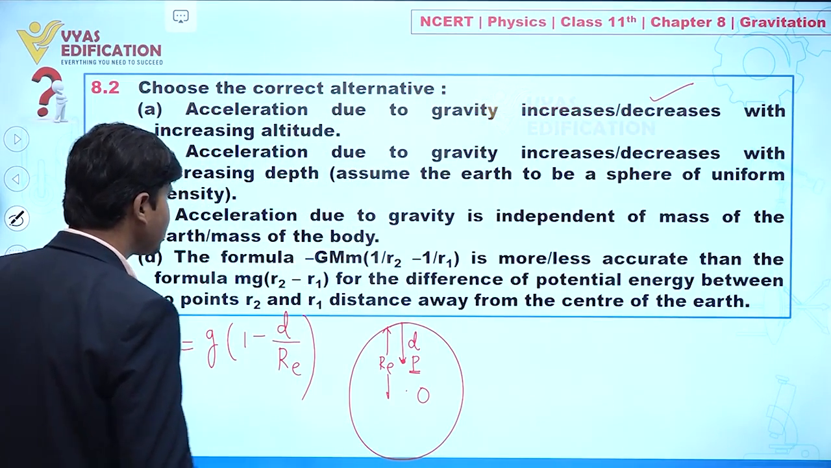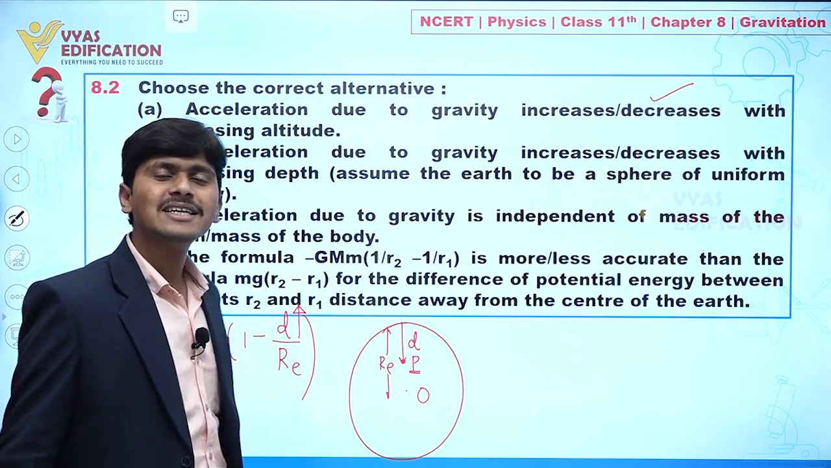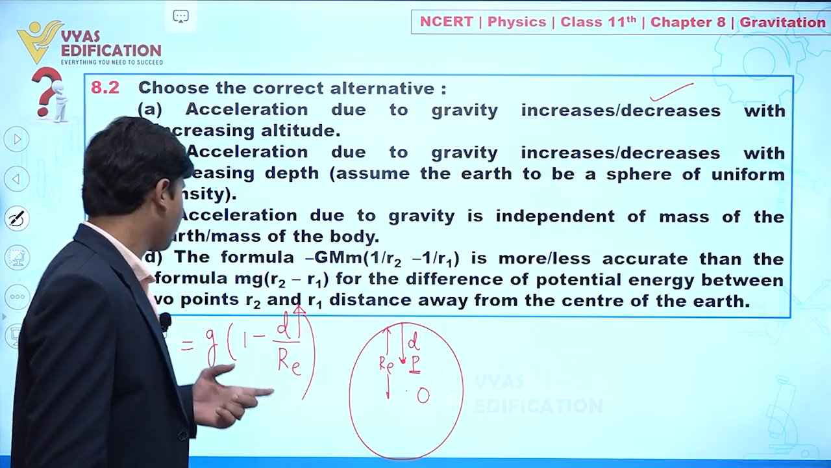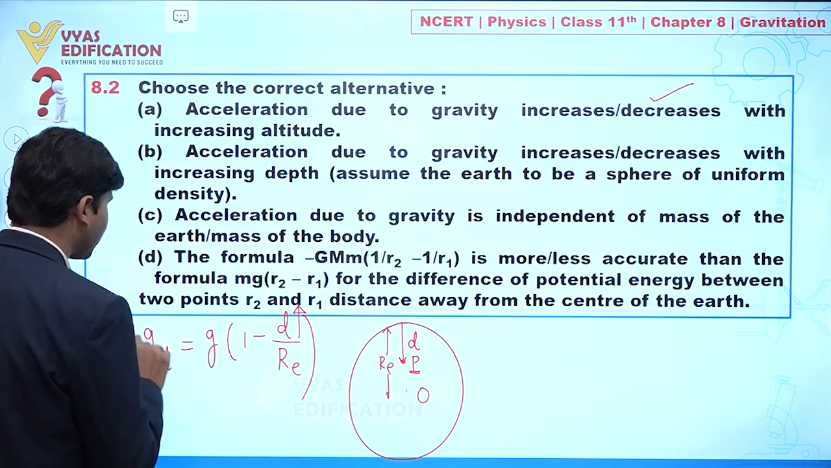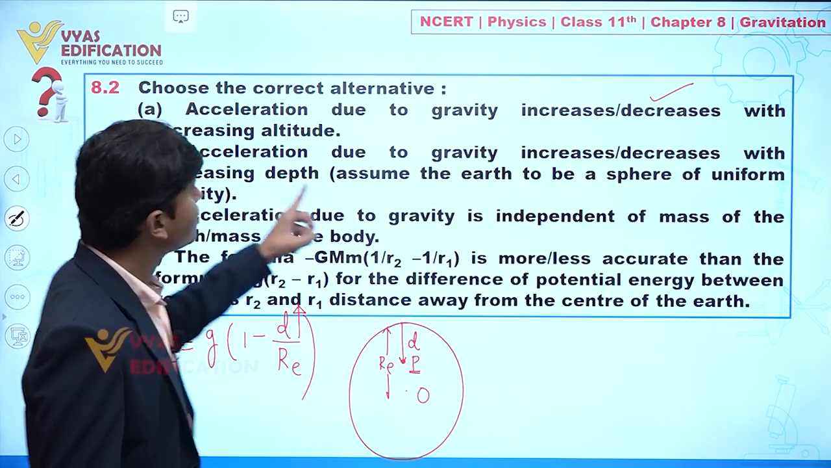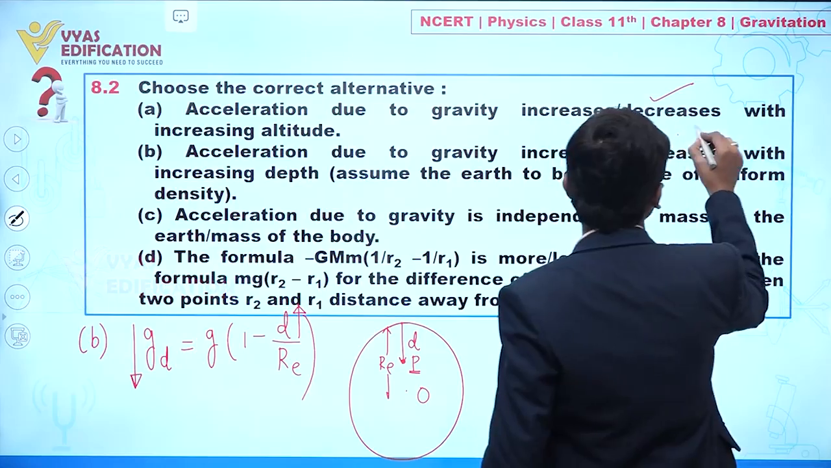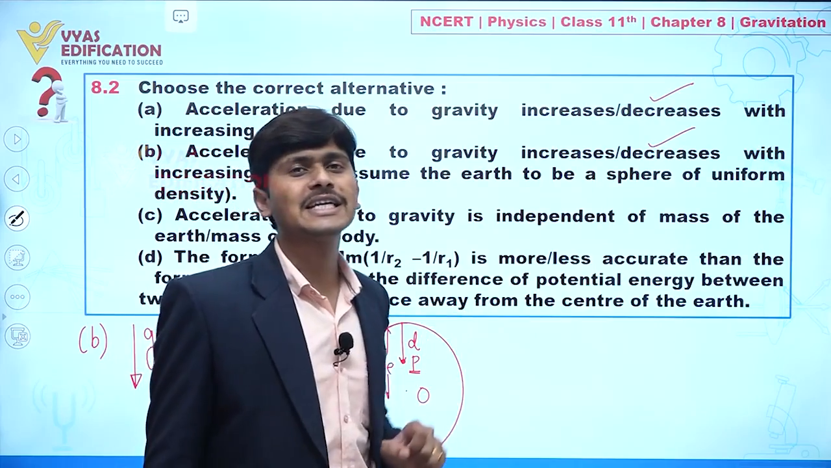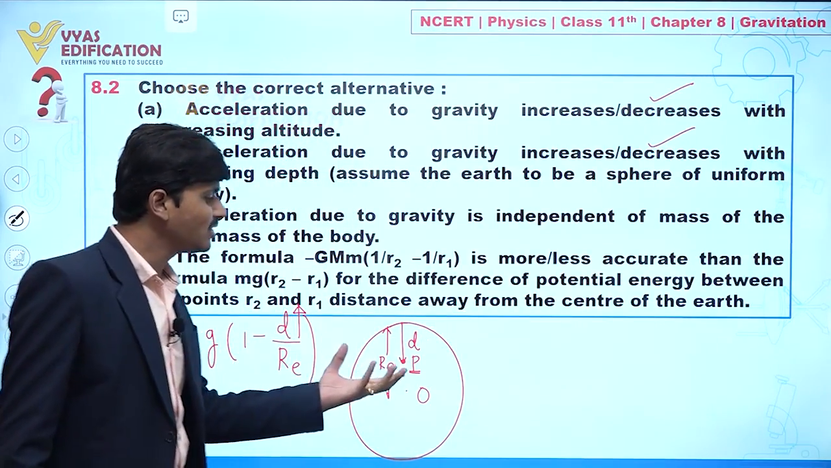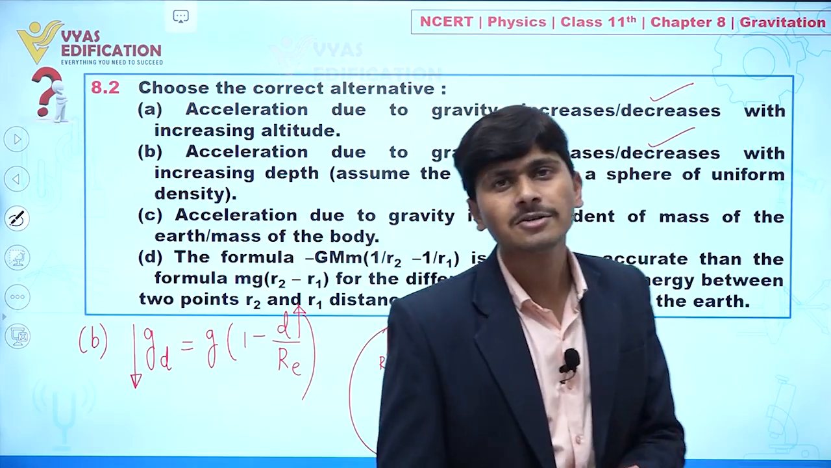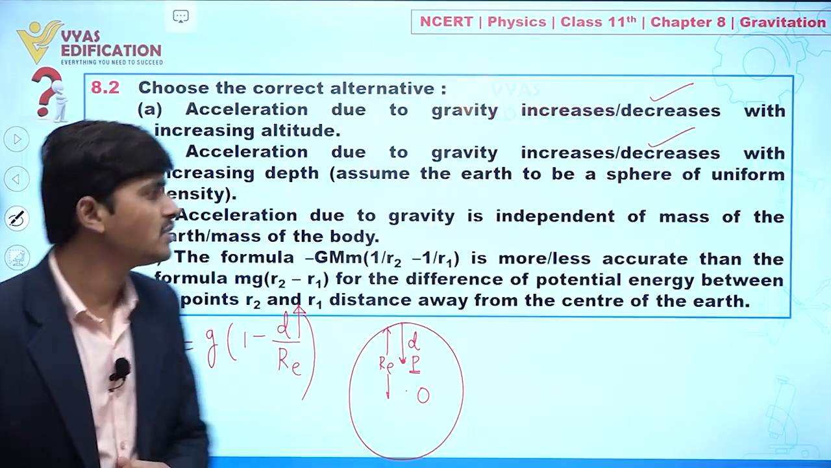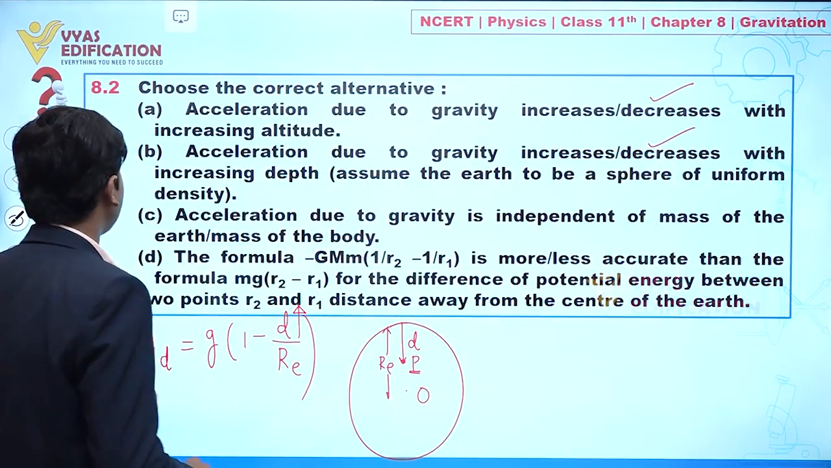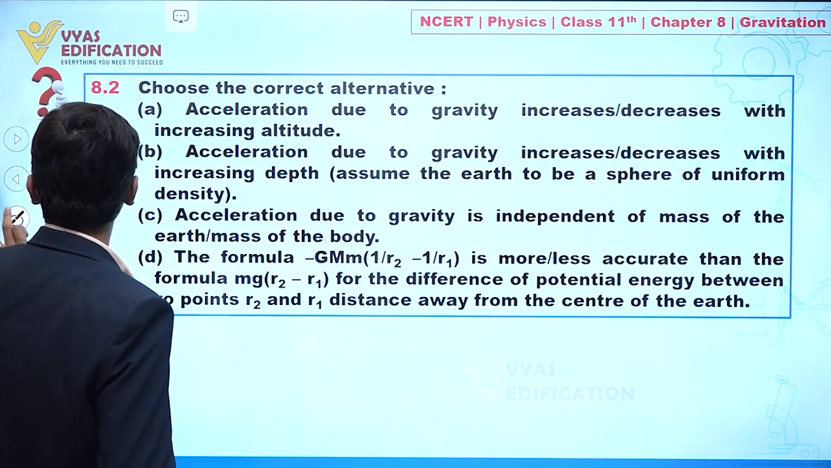Now as d is increasing, it means depth is increasing. So when depth is increasing, acceleration due to gravity decreases. So acceleration due to gravity decreases with increasing depth. And here we are taking an important assumption that the density of the earth is uniform. This formula is derived assuming the density of the earth is uniform. Okay, fine, complete.